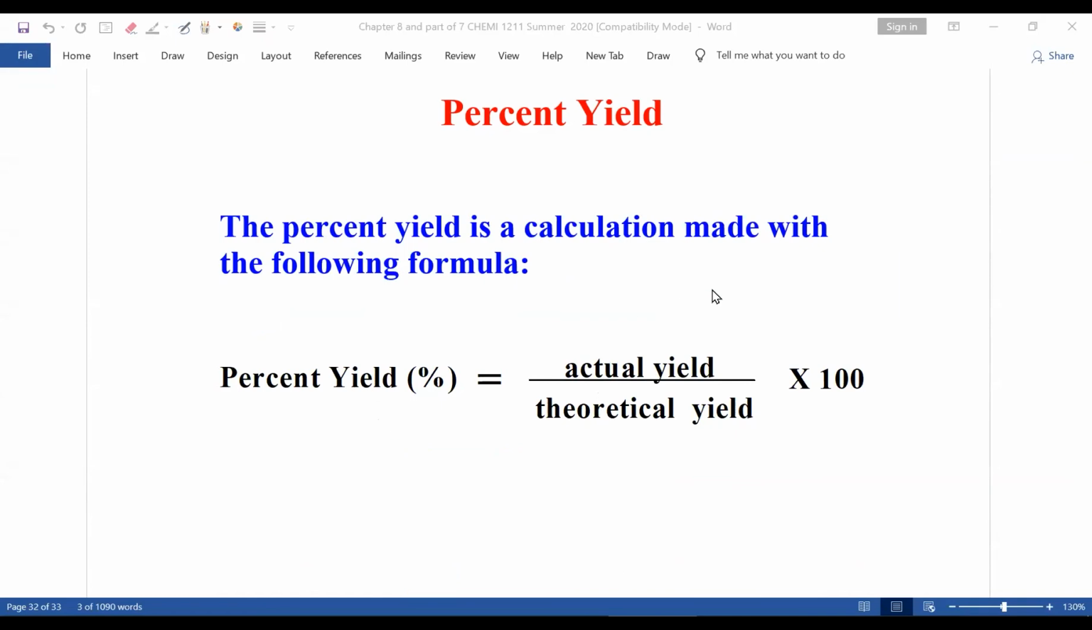Percent yield is actual yield divided by theoretical yield, in weight, grams or pounds or whatever, times 100. The higher this number, the better it is.